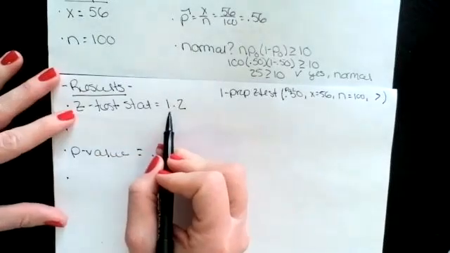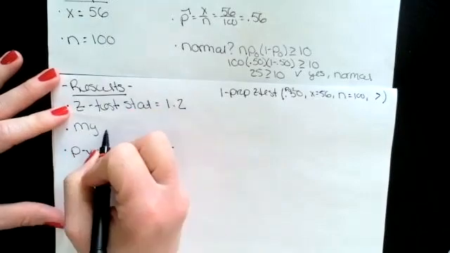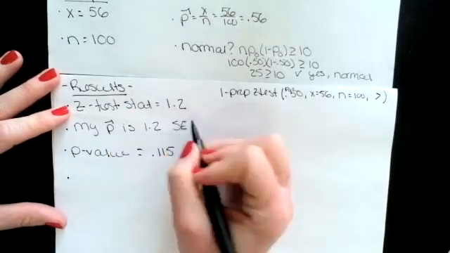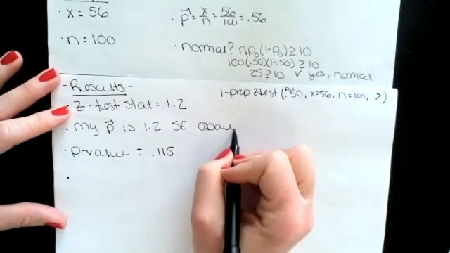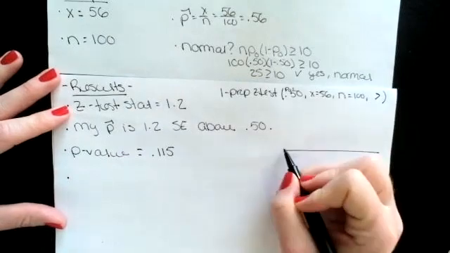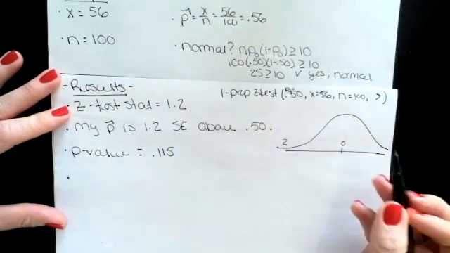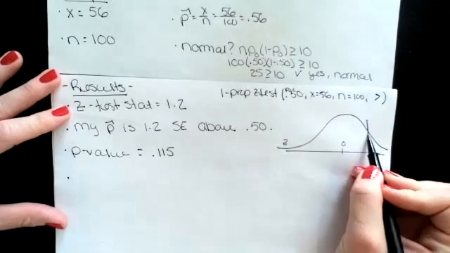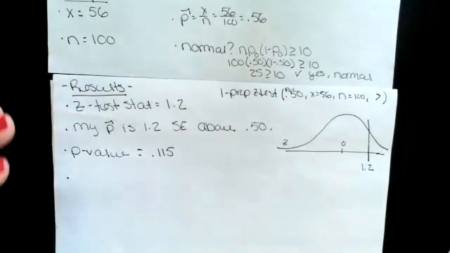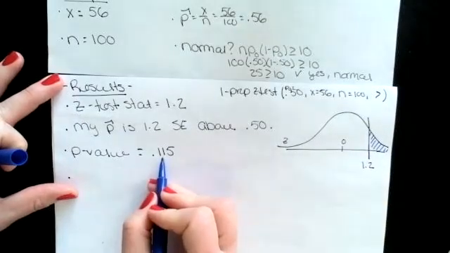Okay, so my z-test statistic is 1.2. So what this stands for is it's saying that my p hat, so my sample proportion, is 1.2 standard errors above, because it's positive, the center of 0.50. So I'm going to draw a picture anyways, even though I said we don't have to, because I think the visual is really helpful. So now if I'm on my z curve, this is z, my center is 0, I'm at 1.2. So what we need to do is find the area in the tail over here, which we already did, and that's the 0.115.